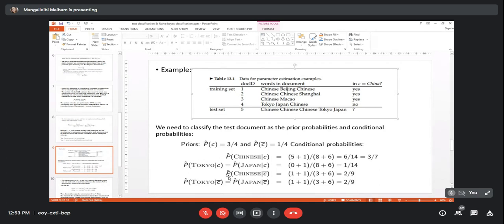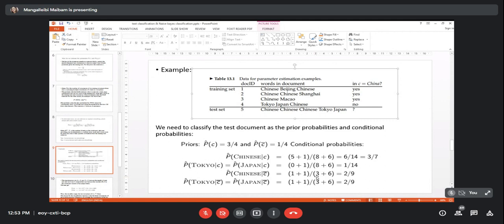Now, the probability of Chinese in not China class. Here it will be 1 because in not China class, Chinese occurs only one time. So 1 plus 1, the second one is for Laplace smoothing, add one. So 1 plus 1 divided by 3 plus 6.